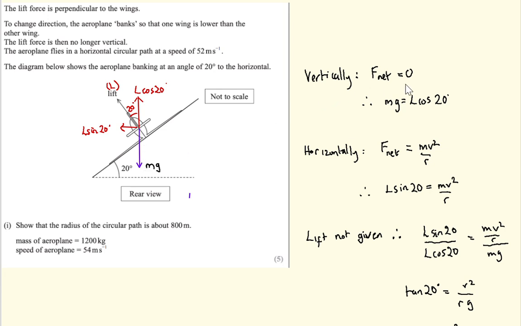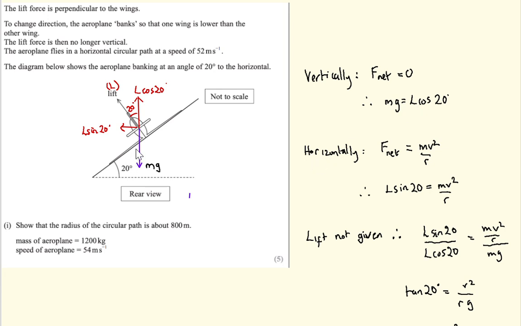So vertically the net force is zero. To make a horizontal circular path, the plane just moves in a horizontal circle, and that means that the downward force mg is equal to L cos 20. Now because we've been given m, which is 1200, I can put that in and find the lift. That may be useful later on.